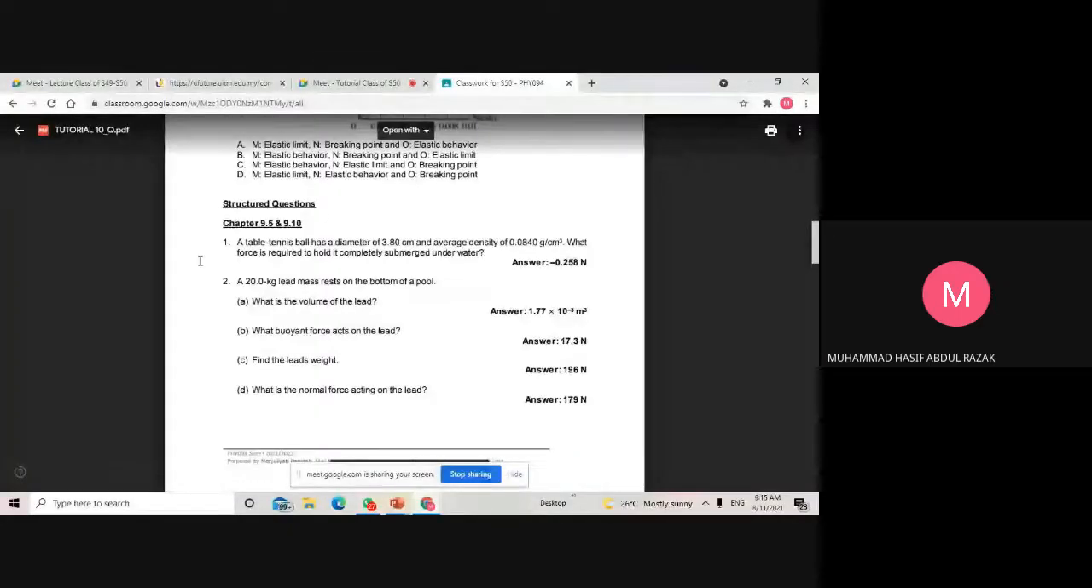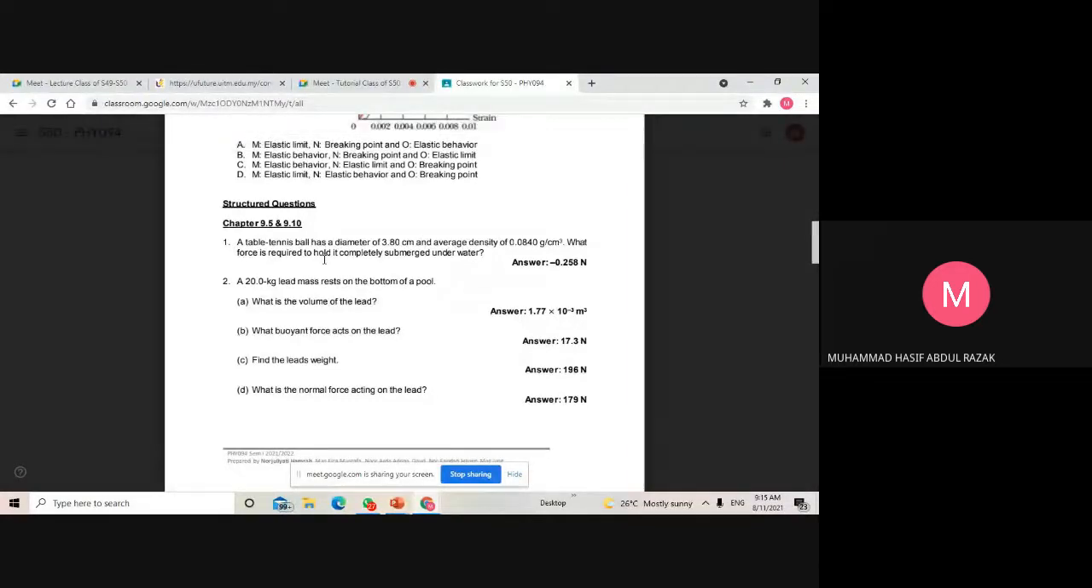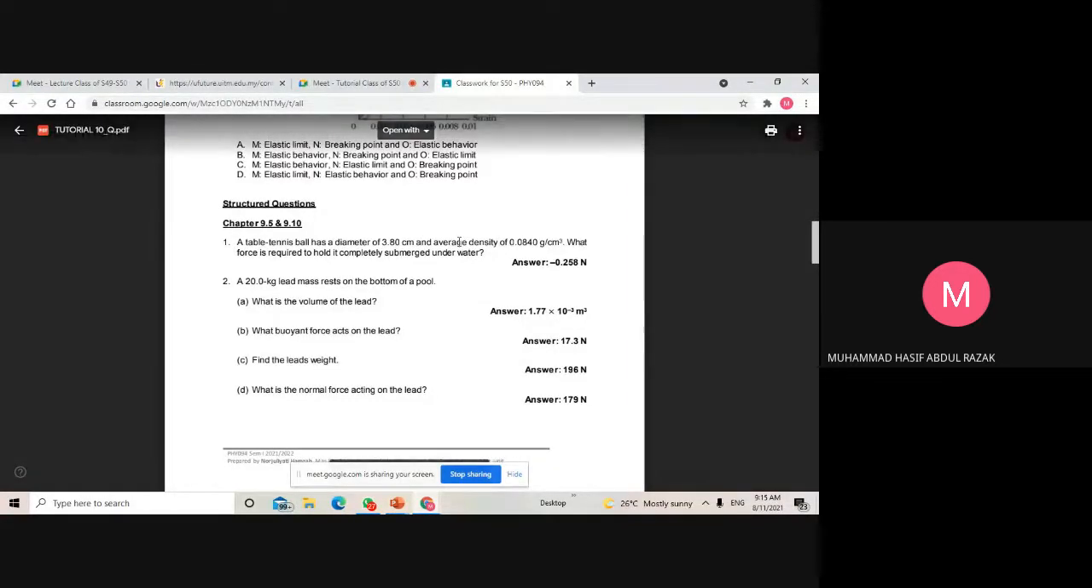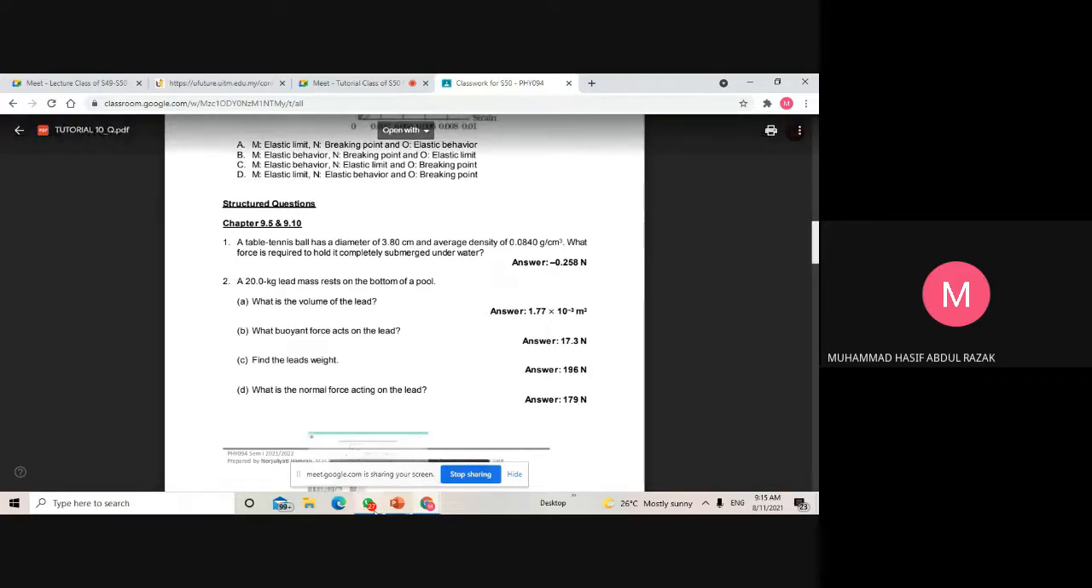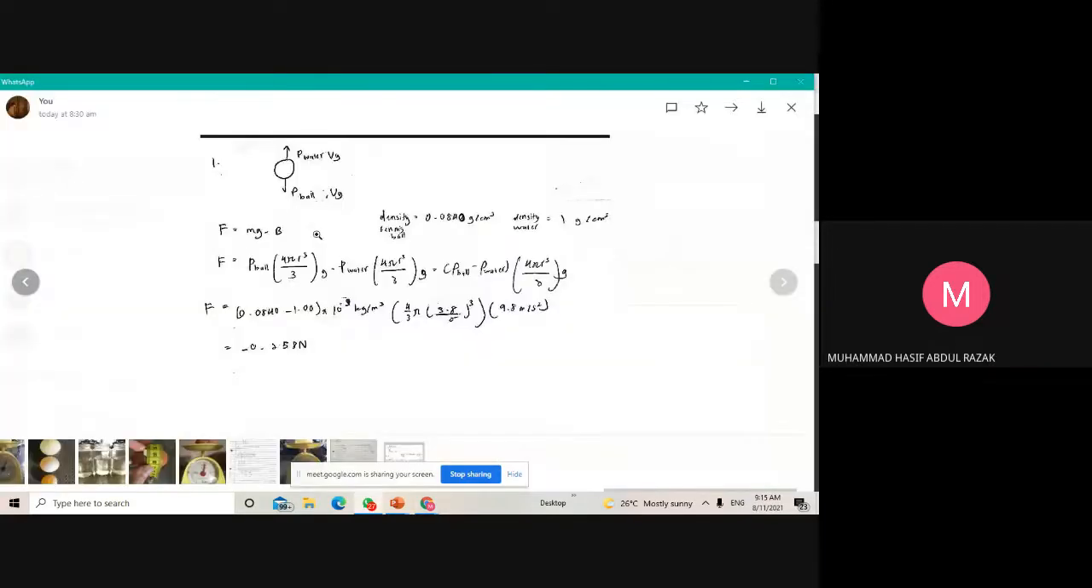So soalan dia, a table tennis ball has a diameter of 3.8 cm and average density of 0.0840 gram per centimeter cube. What force is required to hold it completely submerged underwater? So dia nak force yang required. So first saya buat F sama dengan mg tolak dengan B, which is mg tu weight of ball dan B tu ialah buoyant force. And then untuk cari punya mass, saya buat density water darab dengan volume darab dengan gravity.